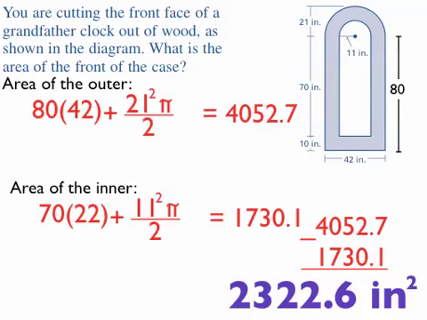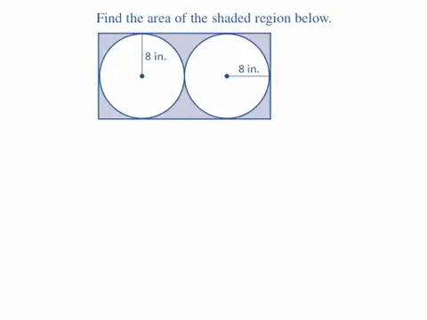2,322.6 inches squared. This next example asks us to find the area of the shaded region. Notice I have 2 circles here that have been cut out of a rectangle. I need to find the dimensions of my rectangle. In order to do so, I'm going to have to use the radii and diameter measures of the circles. Notice here, the height of this rectangle, or my width, would be 16 inches because that would be the diameter of the circle. And then these 2 circles put together would give me my length.